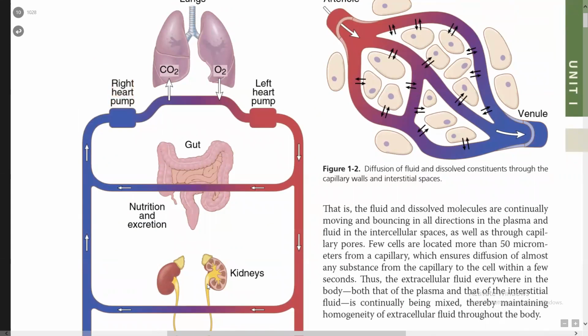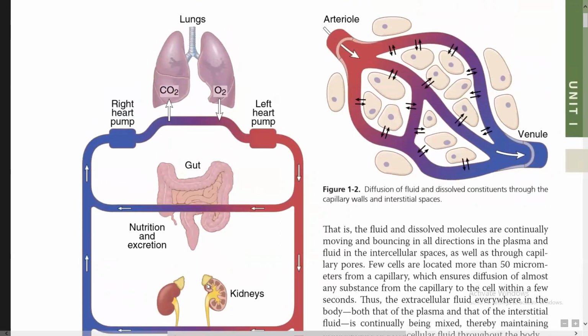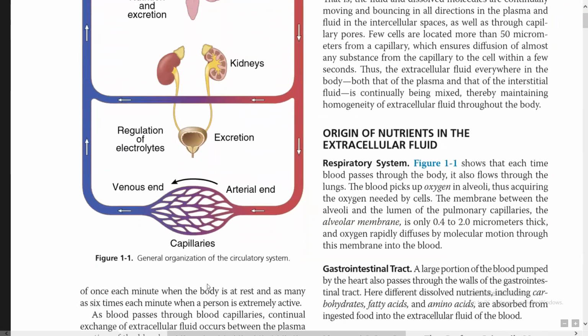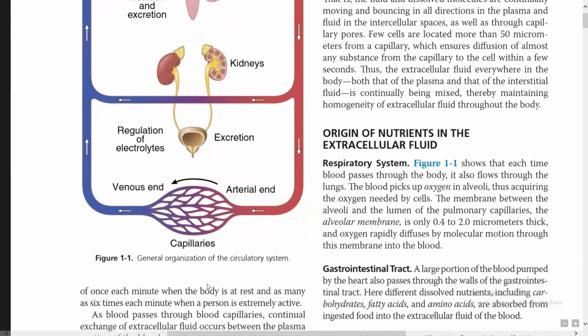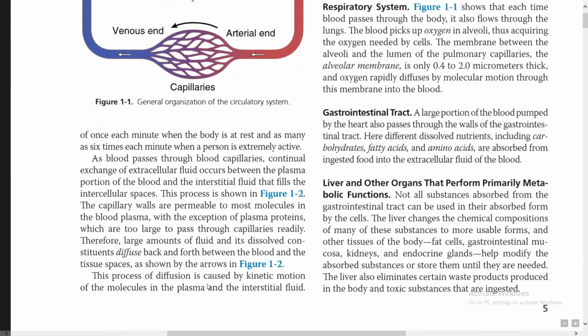goes into the right part of the heart, and then carbon dioxide is being excreted out through the lungs. So this is the pathway, the general organization of the circulatory system. Okay, as the blood passes through the blood capillaries, continual exchange of extracellular fluid occurs between the plasma portion of the blood and the interstitial fluid that fills the intracellular spaces.